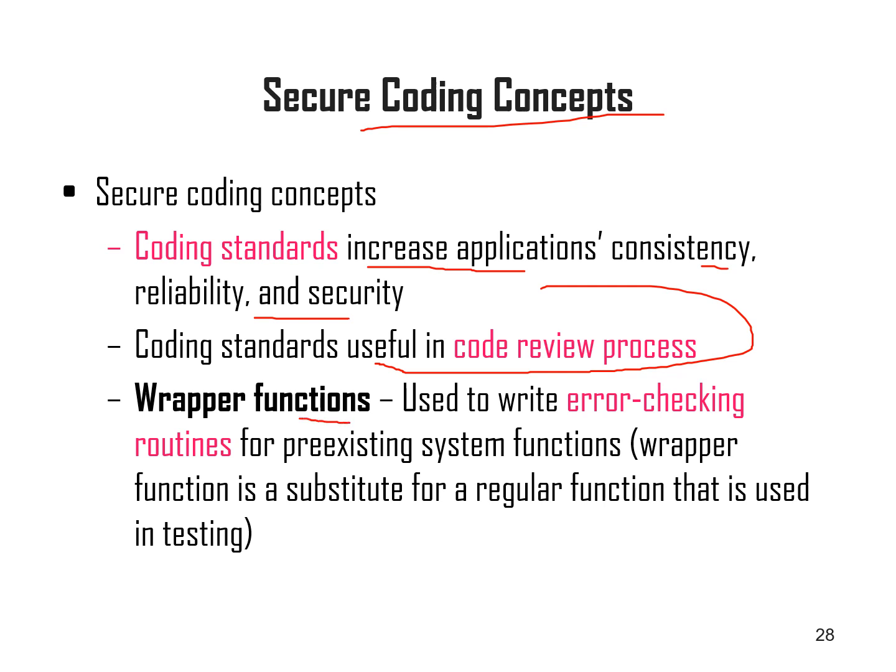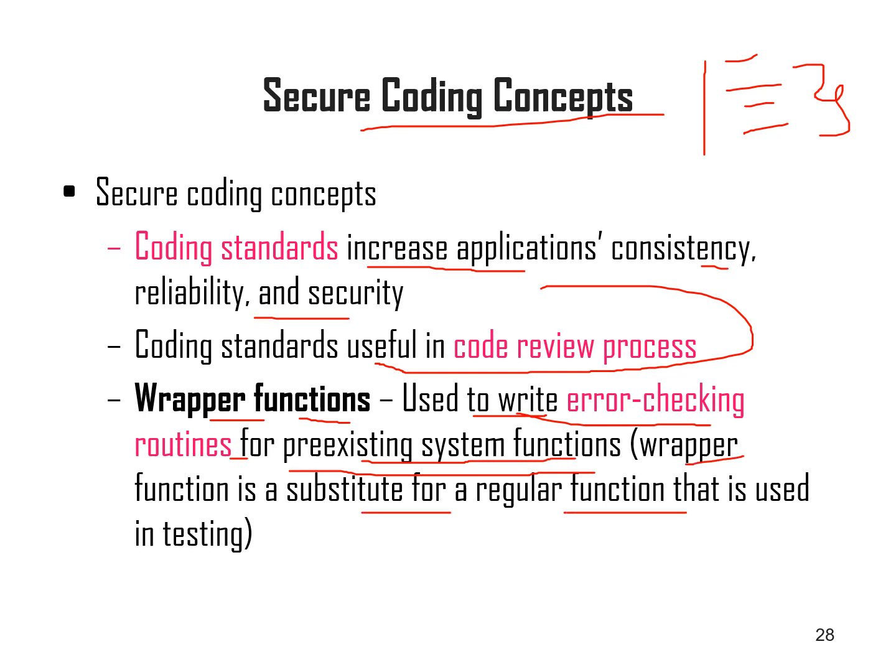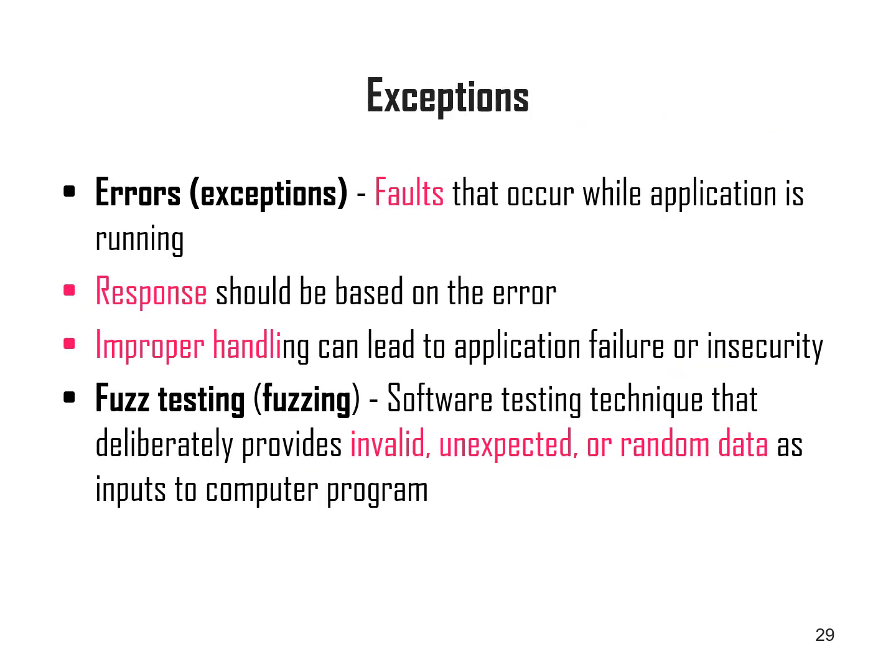So what is meant by wrapper function here? It is used to write error checking routines for a pre-existing system function. Your software is nothing but lines of code, right? So for every function I have to write a routine that will check for errors. That is what they are telling here about the wrapper function. A wrapper function is a substitute for a regular function that is used in testing. So that is a wrapper function: for every function I have to write error checking routines.